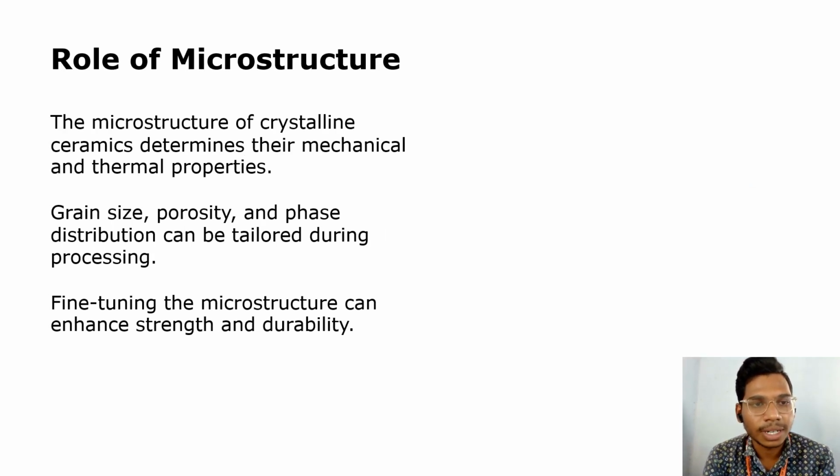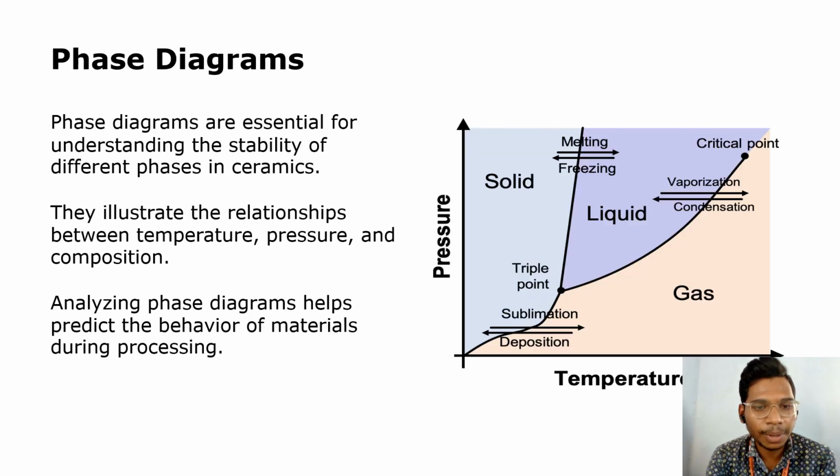Role of microstructure. The microstructure of a crystalline ceramic determines its mechanical and thermal properties. Grain size, porosity, and phase distribution can be tailored during processing. Fine-tuning the microstructure can enhance strength and durability.